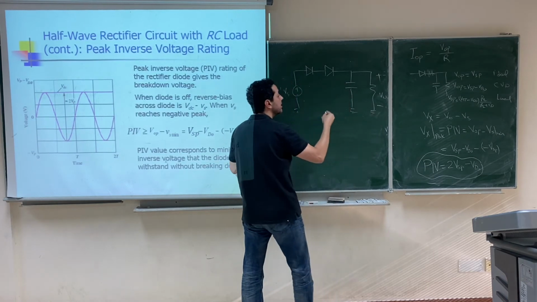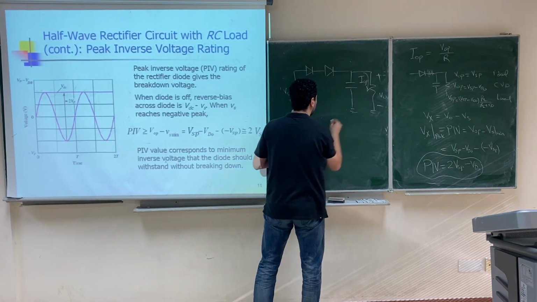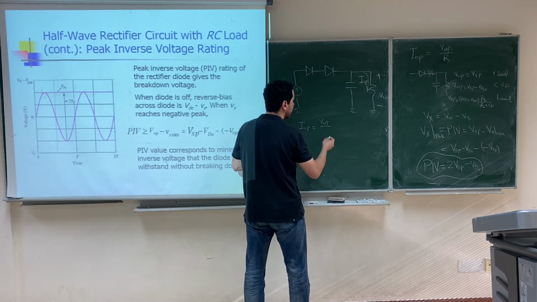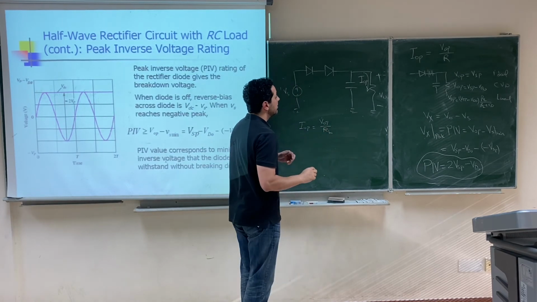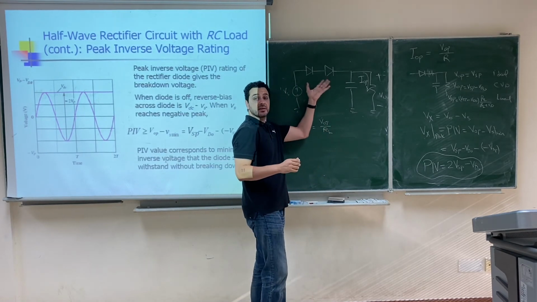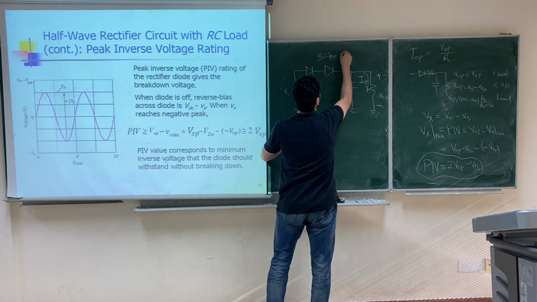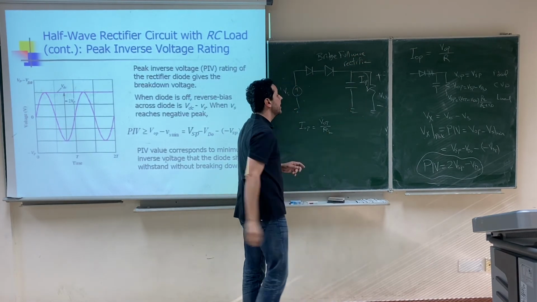Then the relation, again, the peak load current, I o peak, will be V o peak over R load. Remember this, we'll meet this circuit in the future when we study something called the bridge full wave rectifier. We'll have 2 diodes in the path.